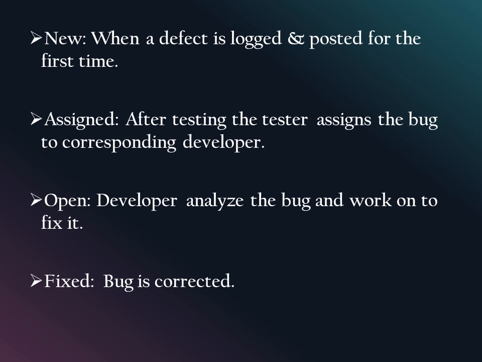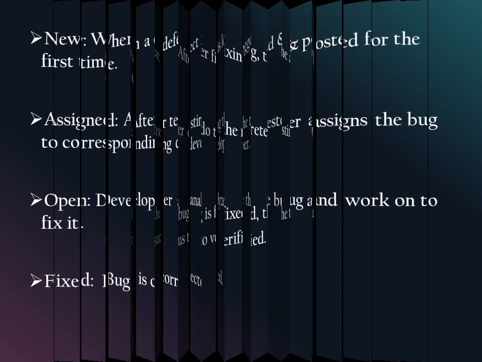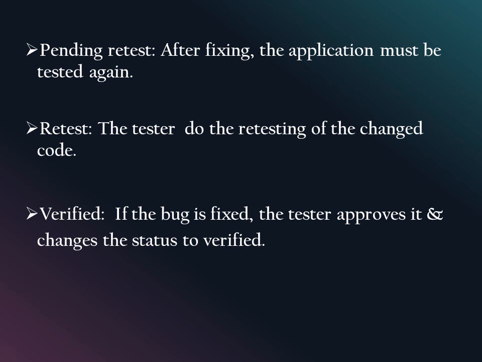Fixed. That is, the bug is corrected by the developer and the developer changed the status to fixed in the bug report. Pending retest. After fixing the bug, the application must be tested again. That is called pending retest. The developer puts this status to the corresponding tester. Retest. At this stage, the tester tests the application once again from the beginning.